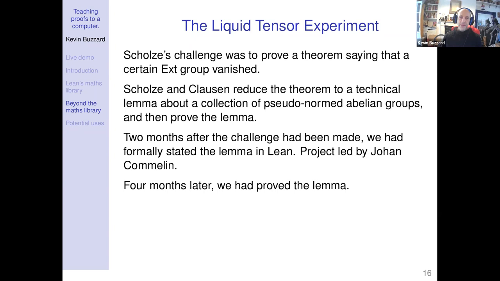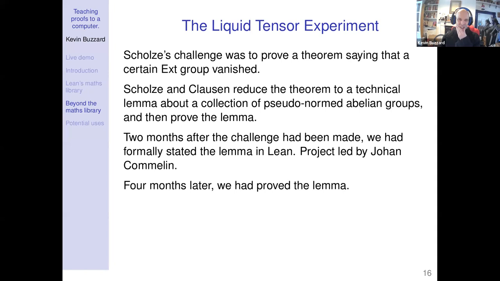There were some statements about finitely generated monoids, which were slightly subtle. We had to develop a small amount of the theory of, I guess you could call it, toric varieties, or the lemmas that go into the theory of toric varieties, and basic results about commutative monoids. But 4 months later, we proved the lemma.